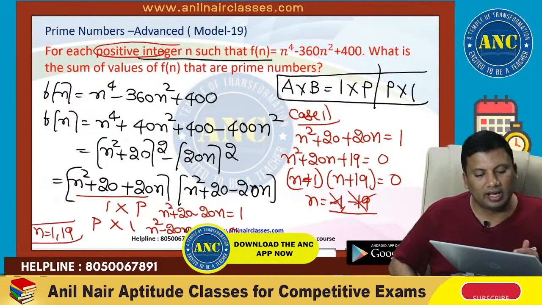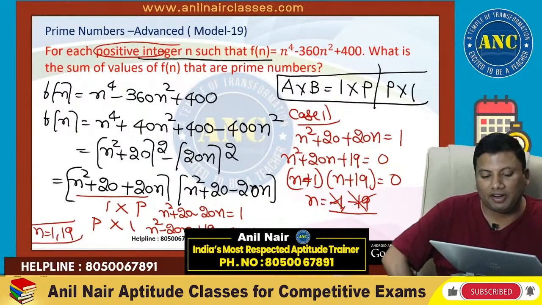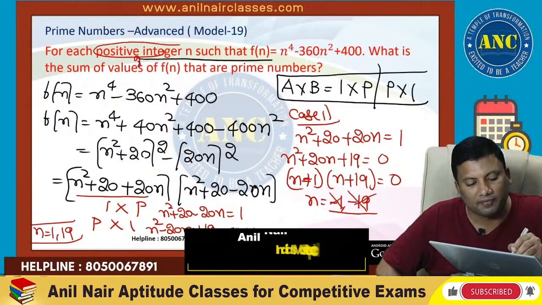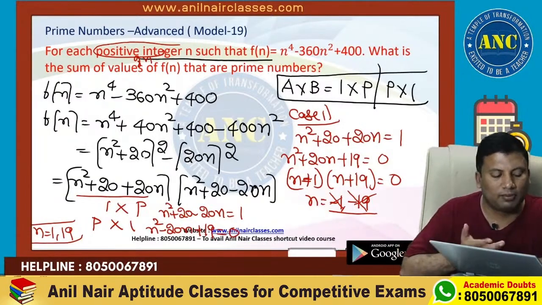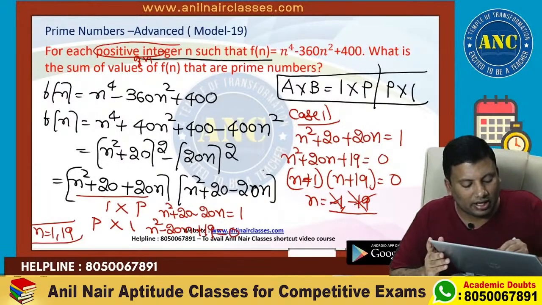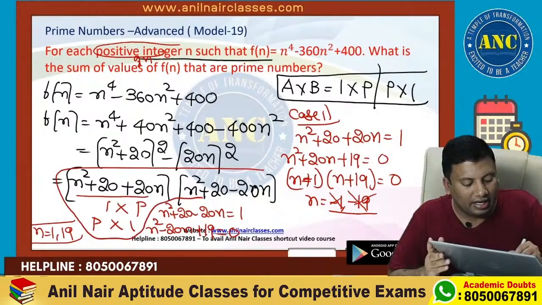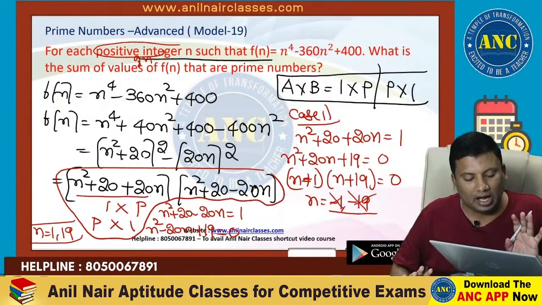I hope the idea is clear. What is the sum of the values of n such that f of n is a prime number? Whatever values of n you got, add them. The only thing you should get is the idea of writing it down as a product of two factors, which is 1 into p or p into 1.